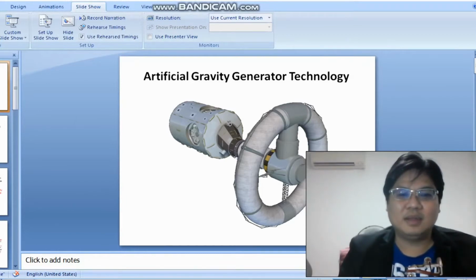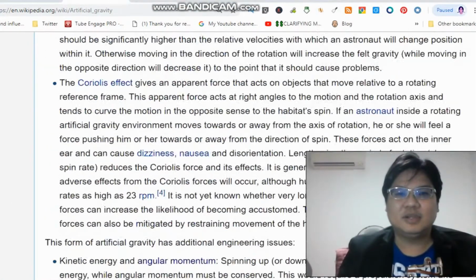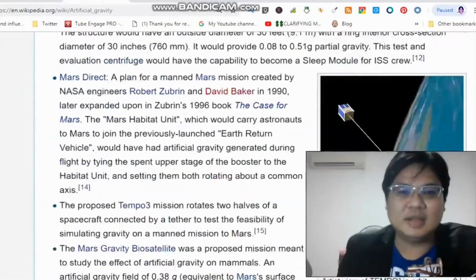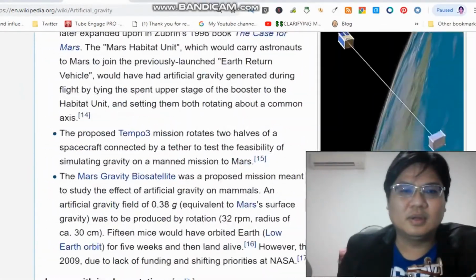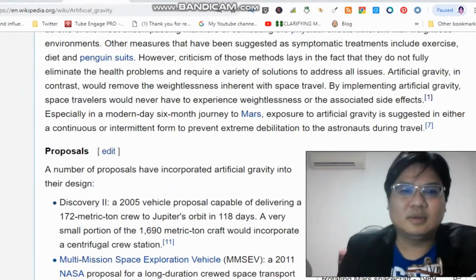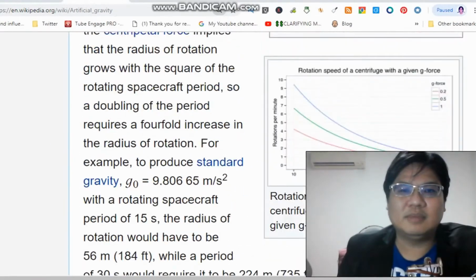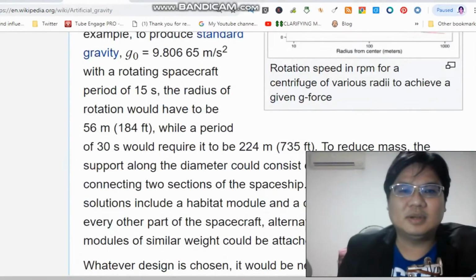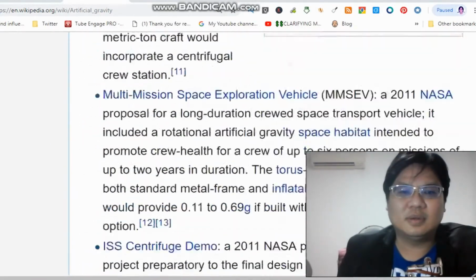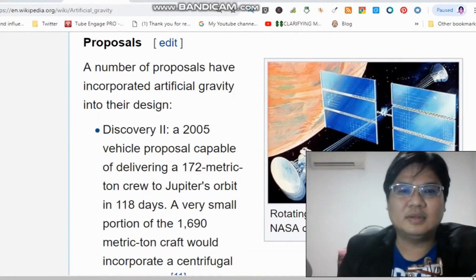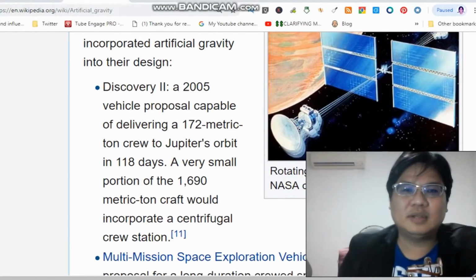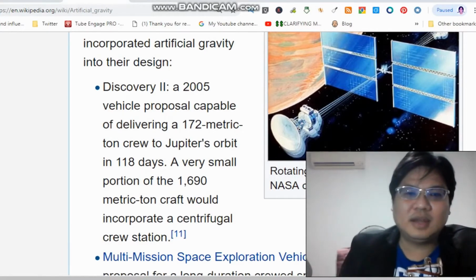Has there been artificial gravity missions involved? Yes, there is. According to this, there are actually a number of proposals that have been done. According to this, let me go there. There is actually, using Discovery 2, a 2005 vehicle proposed capable of delivering 172 metric ton crew to Jupiter orbit in 118 days.